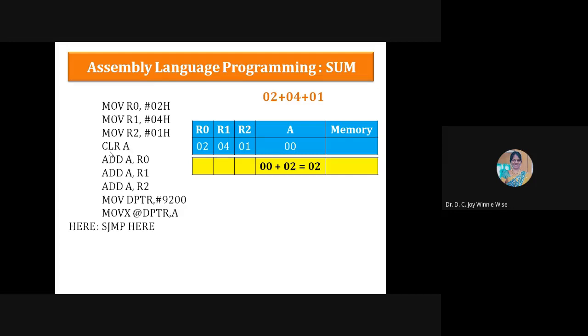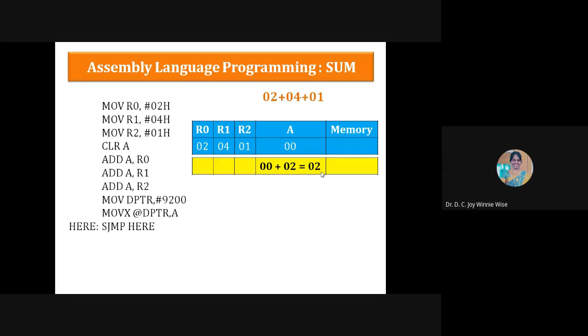So I'm clearing the accumulator. So add A comma 0 R0. So accumulator content is 00 and R0 value is 02. This is added and the result 02 will be available in the accumulator.